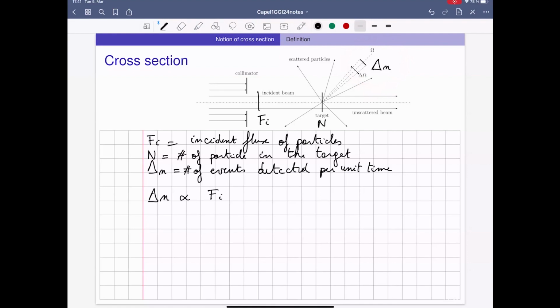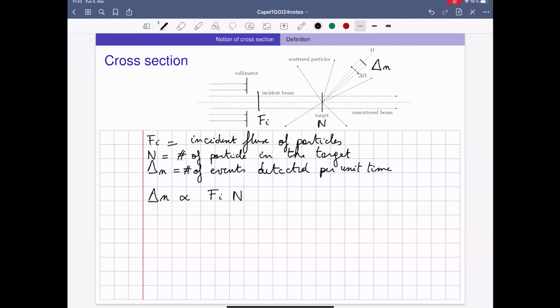The more particles you send on your target, the more events you will measure. At least, it should be. And it should also be proportional to the number of particles or number of scattering centers that you have in your target. So if you take a thick target, then you get more reactions.